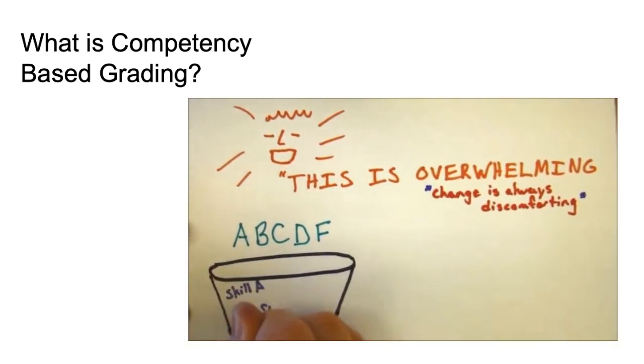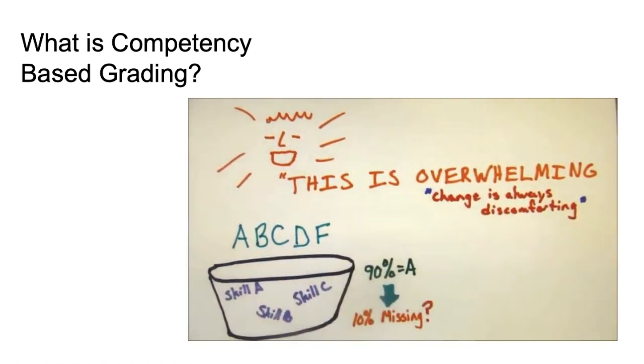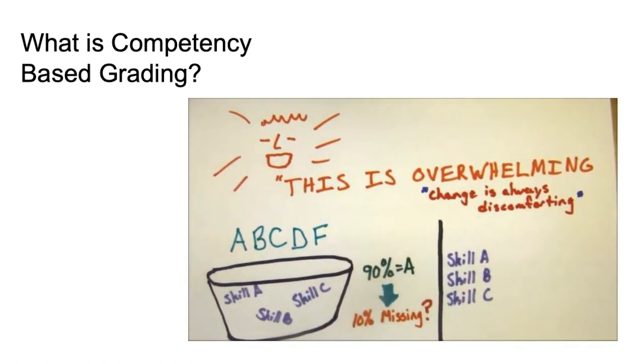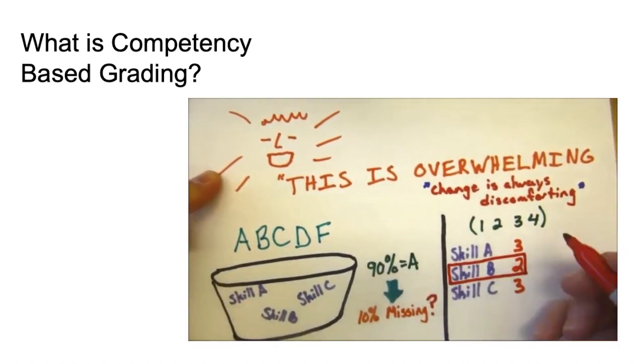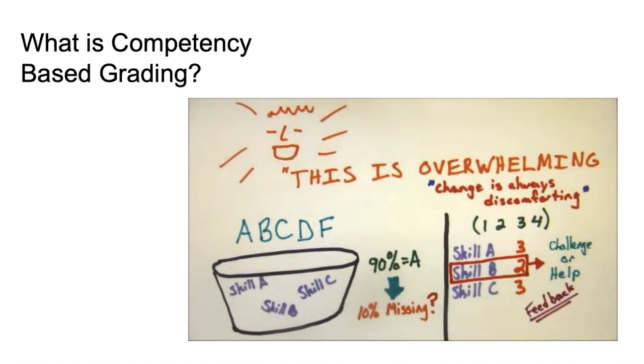With the A, B, C, D, F scale, all skills were grouped into 1 grade. A student knew 90% but was missing 10% of something. So with 1, 2, 3, 4, we can indicate what skill they are lacking in and challenge or help them with that missing skill.